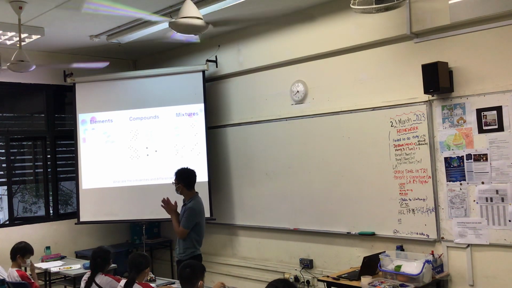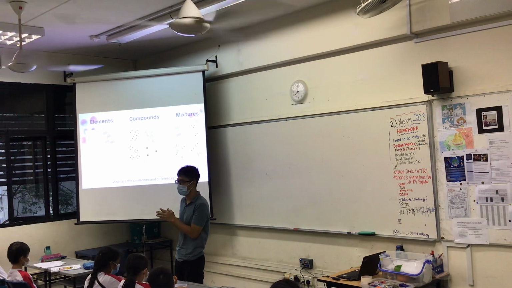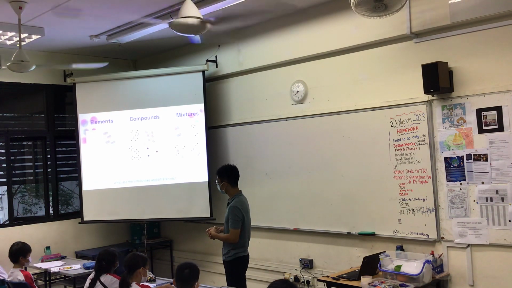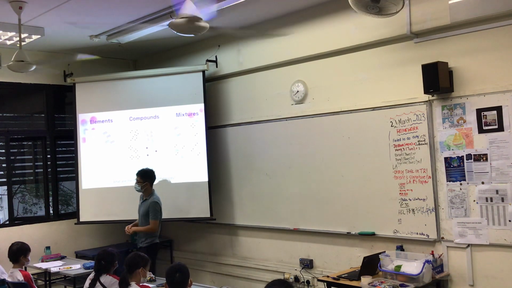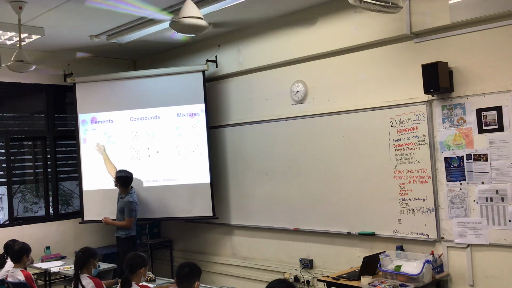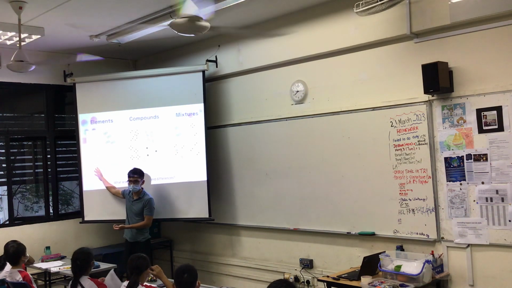Alright, so this is how we sort the elements, compounds, and mixtures. I hope you can see by now why we sorted this way. Notice that, to recap, let's look at elements. You look at each box, you notice that it's the same type of atoms.